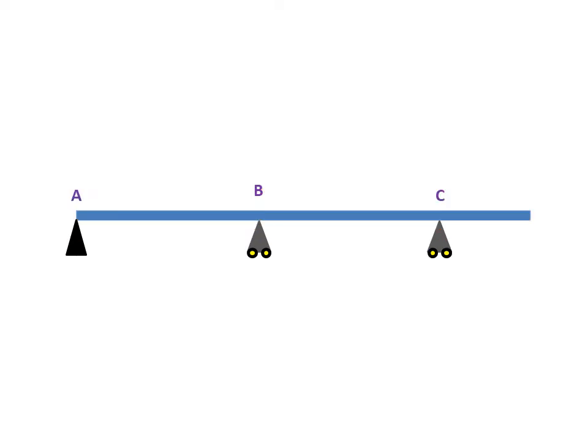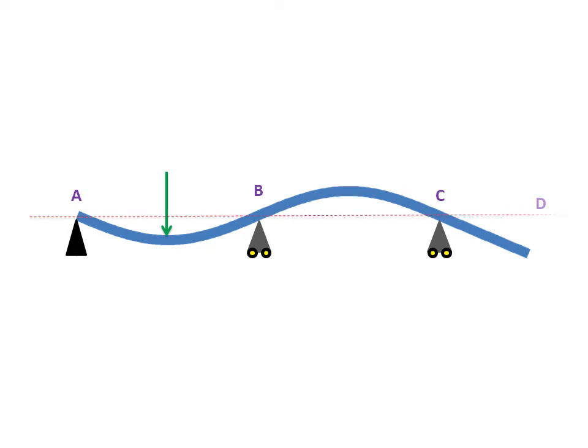Next, we further extend the beam so that the third part of the beam, CD, has a free end at D. By applying the same load on AB, the deflected shape from A to C would be similar to the previous case, except that the part CD remains straight and has no bending.